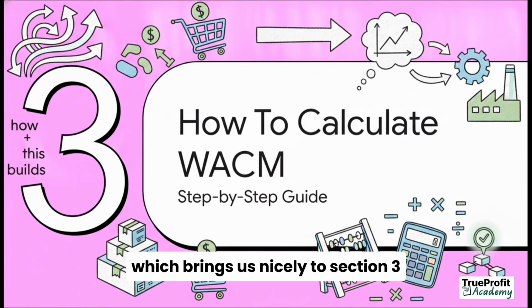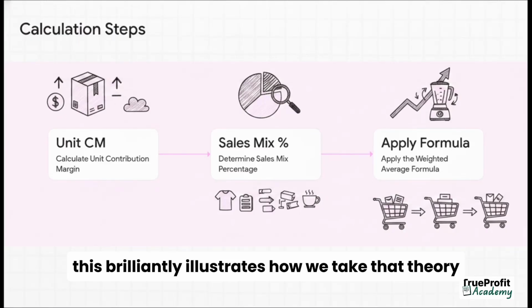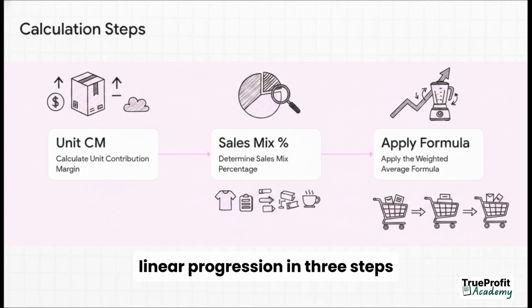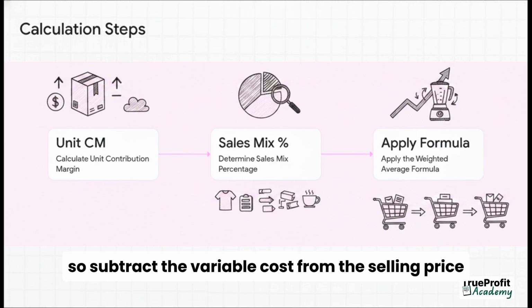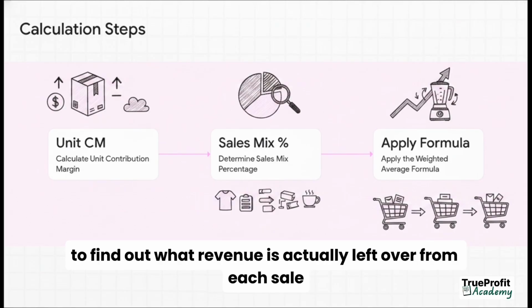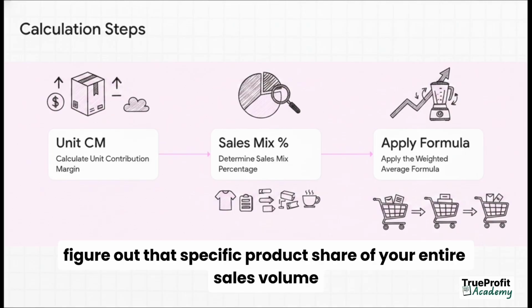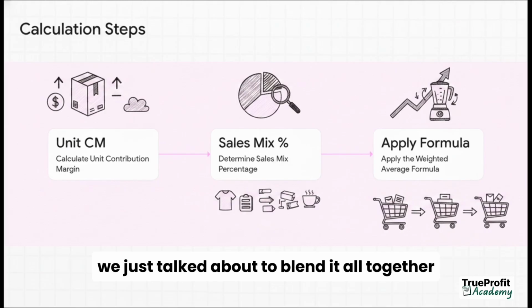Which brings us nicely to section 3, how to calculate WACM. This brilliantly illustrates how we take that theory and put it into practice. Calculating it really comes down to a clear linear progression in 3 steps. Step 1, calculate the unit contribution margin. So subtract the variable cost from the selling price to find out what revenue is actually left over from each sale. Step 2, determine the sales mix percentage. Figure out that specific product's share of your entire sales volume. And step 3, just apply that weighted average formula we just talked about to blend it all together.